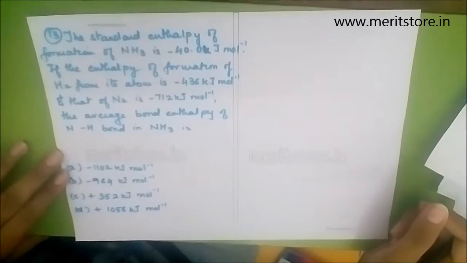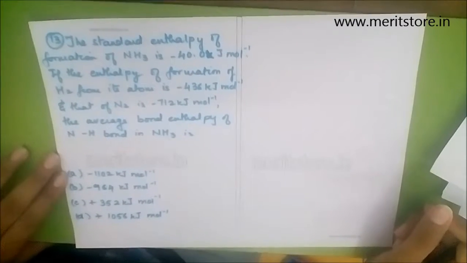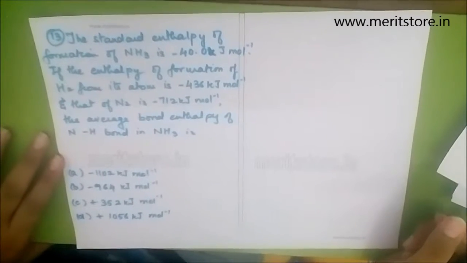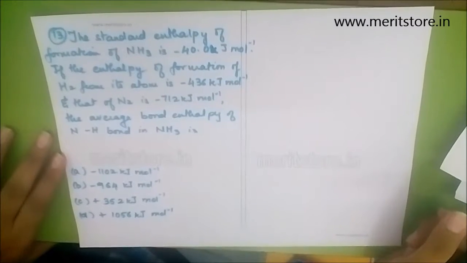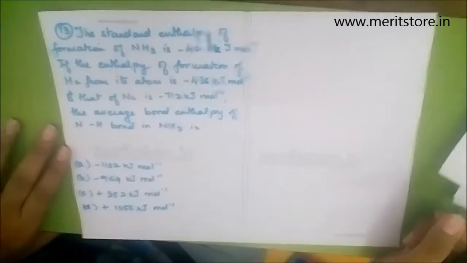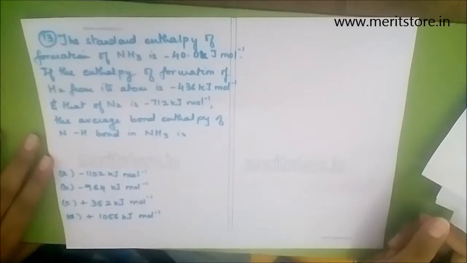The standard enthalpy of formation of NH3 is minus 40.0 joules per mole. If the enthalpy of formation of H2 from its atom is minus 436 kilojoule per mole and that of N2 molecule is minus 712 kilojoule per mole, the average bond enthalpy of the N-H bond in NH3 is.